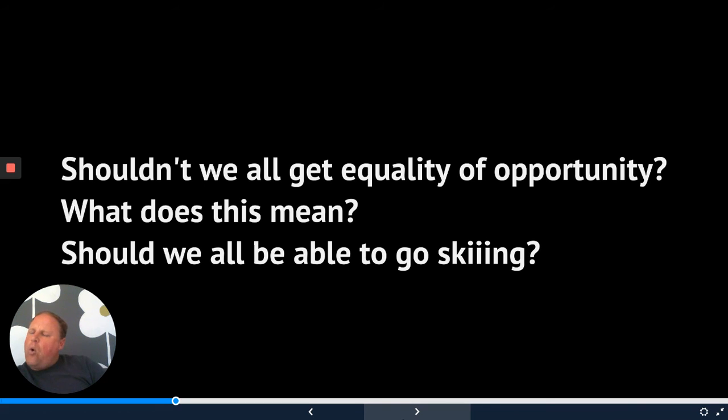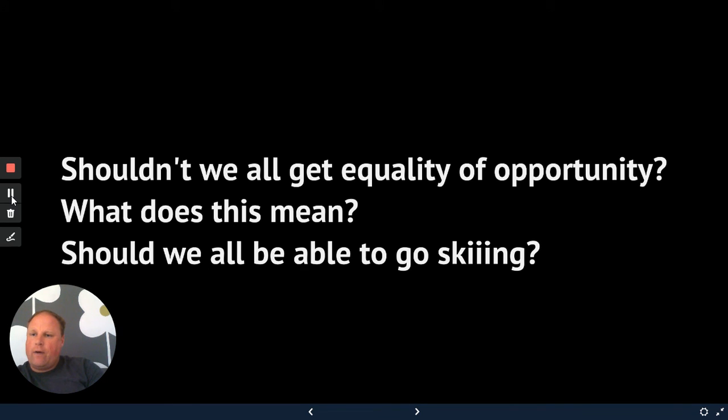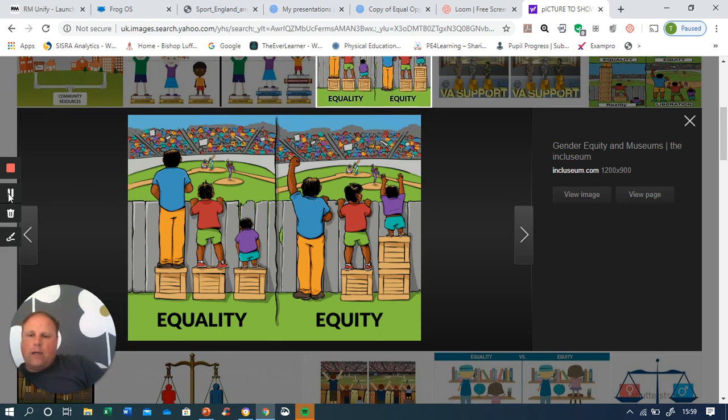We talked about equality and equity last time round, and we touched on those two key phrases at the end. Tom came up with this great picture during the lesson. So here is that picture that Tom showed us that I tried to describe to you last time round.